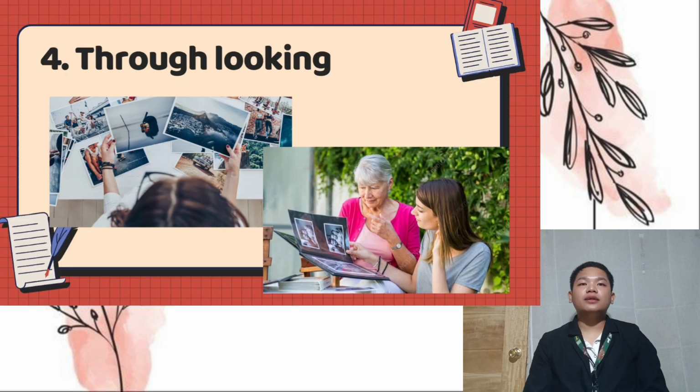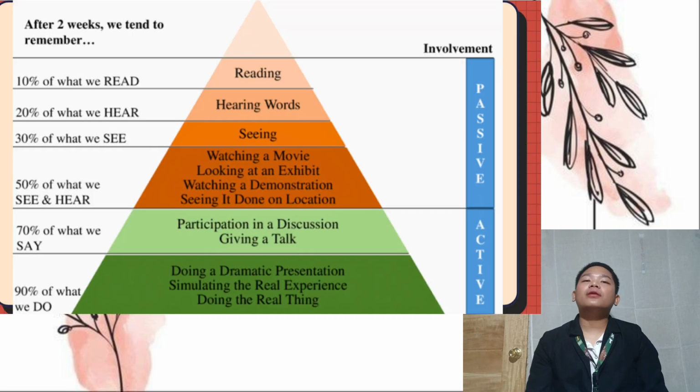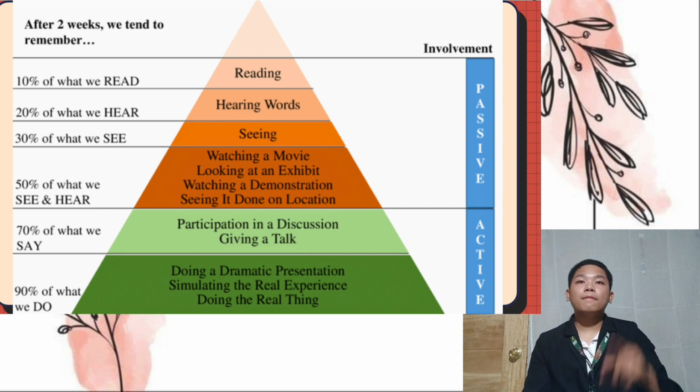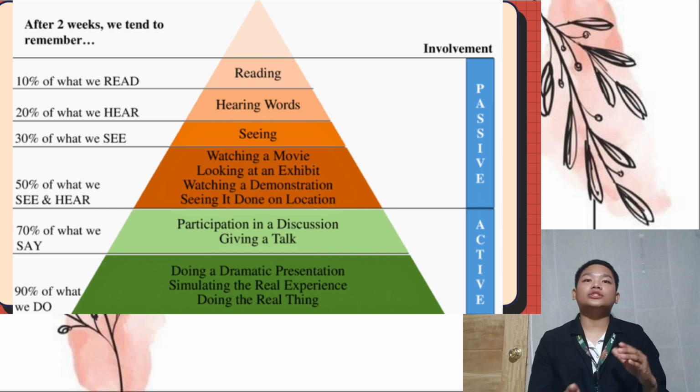Number 4 is through looking, with 30% of learning retained. It aligns with the seeing level, like visual aids. This is one of the examples. Looking at pictures and diagrams can improve understanding, but without interaction, it remains moderate.